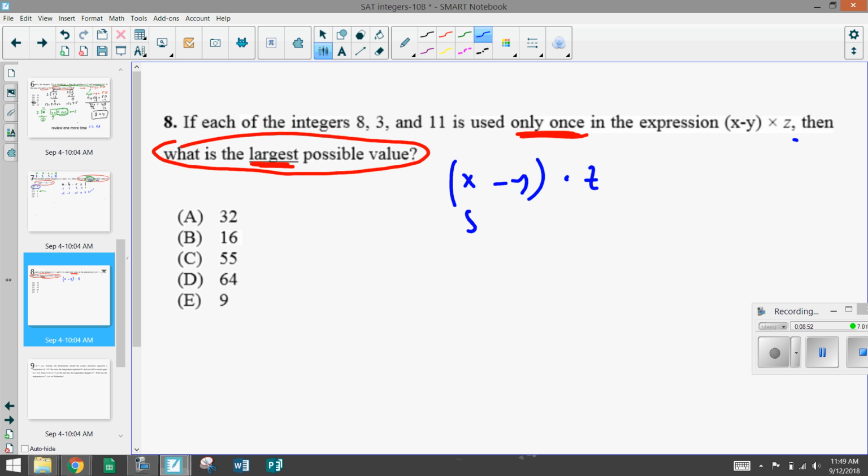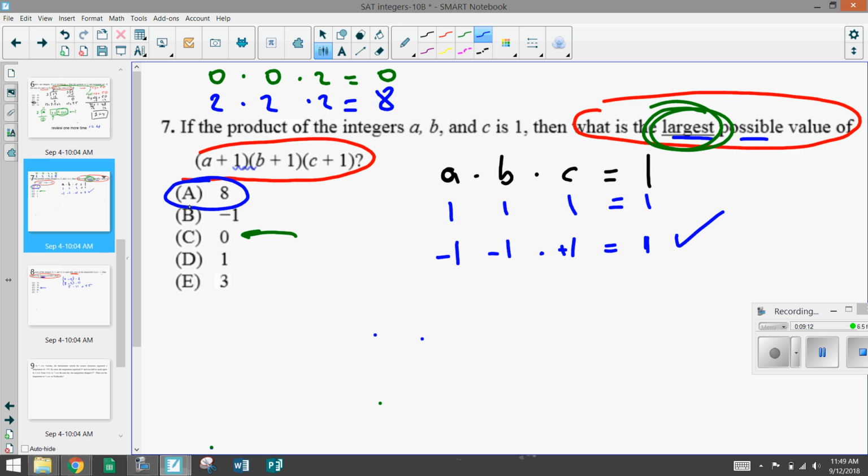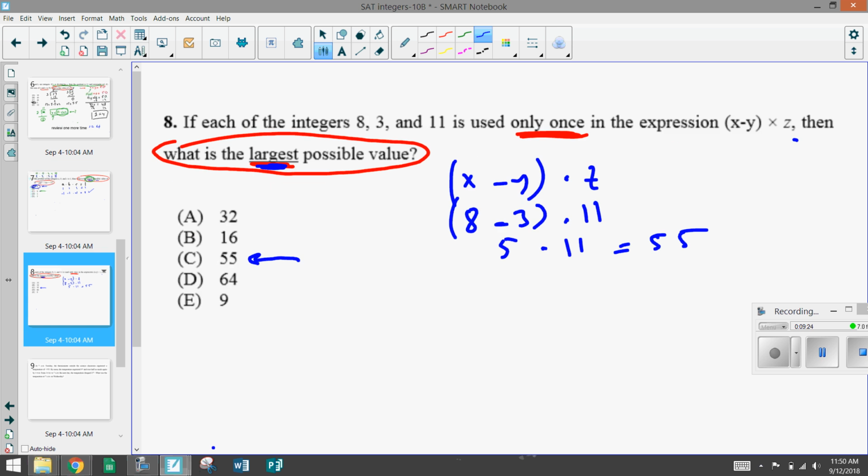X is 8, minus 3. Y is 3. I'm just trying. And then z is 11. 5 times 11 is equal to 55. But it's saying largest. Remember the previous question. It was saying largest. At first I found 8 and just circled it because there wasn't any higher number than 8. No hesitation, circle. But when you go back here, 55. But what if the answer is 64?